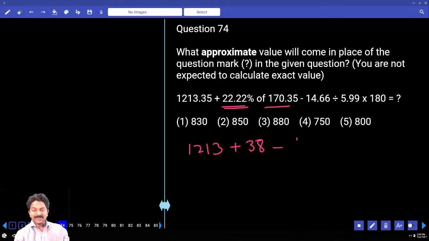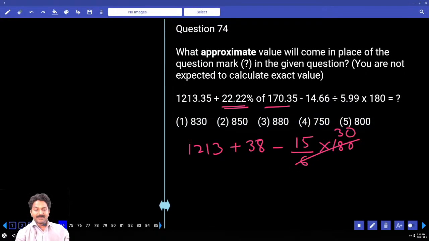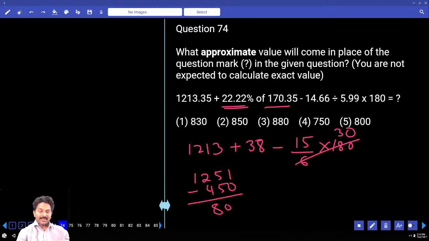38 minus 15 by 6 into 180. 6 how many times? 30 times. So this is 1250 minus 450, 800. Got it?